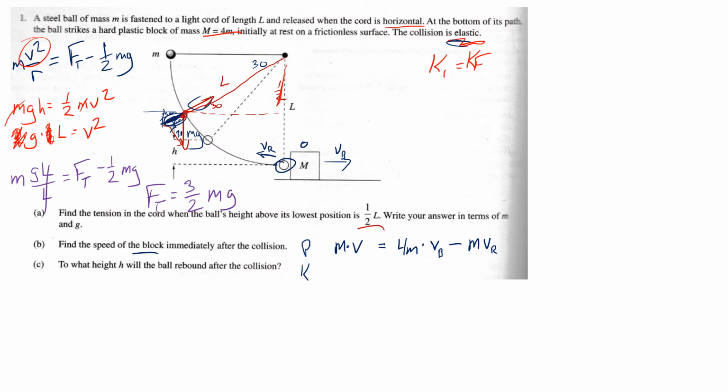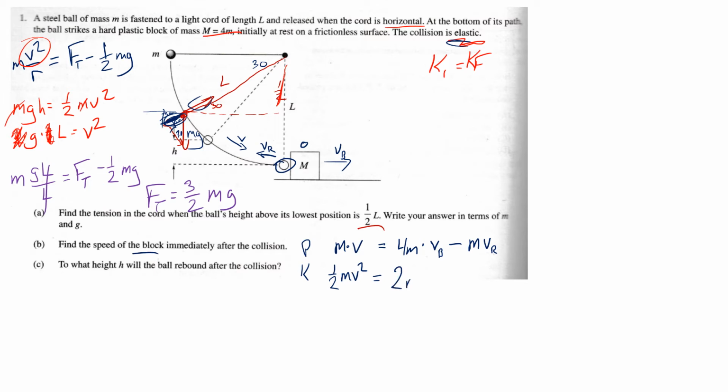Now we also have kinetic energy that lines up. The ball has kinetic energy to start. It's going to have 1/2 mv squared. V is the ball coming down here. We could figure that out, but let's not worry about that yet. It'd be the same thing we did earlier. And that's going to equal the kinetic energy of the block. So it's going to have 1/2 times 4m. So let's make it a little easier on ourselves.